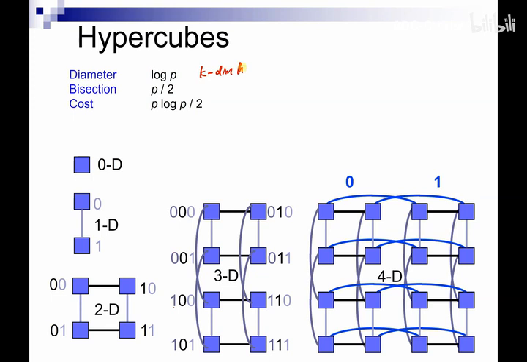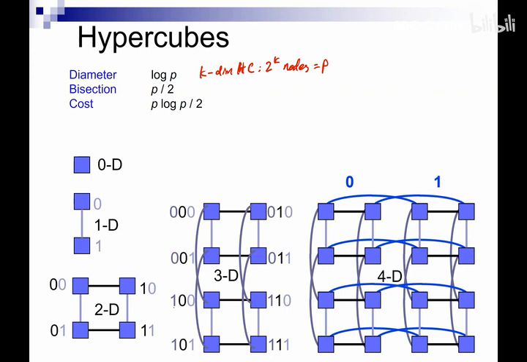So in general, for the k-dimensional hypercube, let me just abbreviate that HC, we're going to have 2 to the k nodes. So if p is your number of nodes, then 2 to the k is equal to p, and therefore the dimension of the hypercube is equal to log of p. And you can see that the dimension of the hypercube is equal to the diameter of the hypercube.